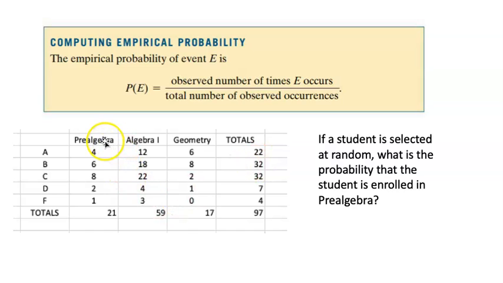concept. How many pre-algebra students do we have? 21 divided by how many students total? 97. So the probability of that event, as in taking pre-algebra, 21 out of 97, or 0.2165. 4 decimal places is the standard used for probability, so it's not a bad idea to think of it that way.